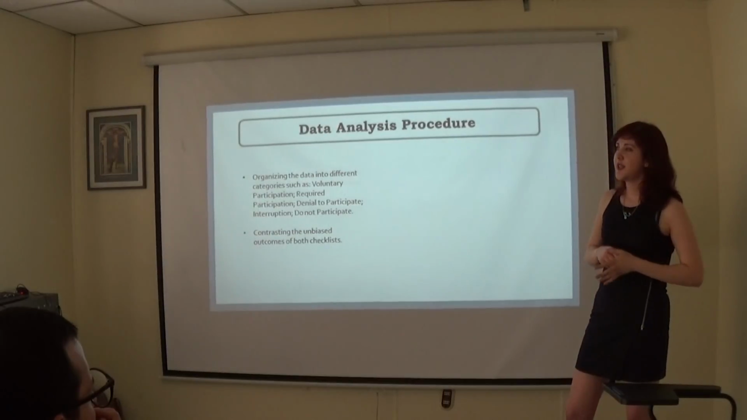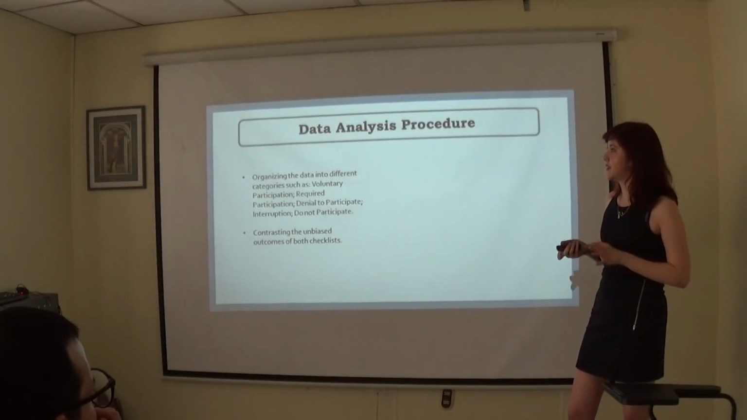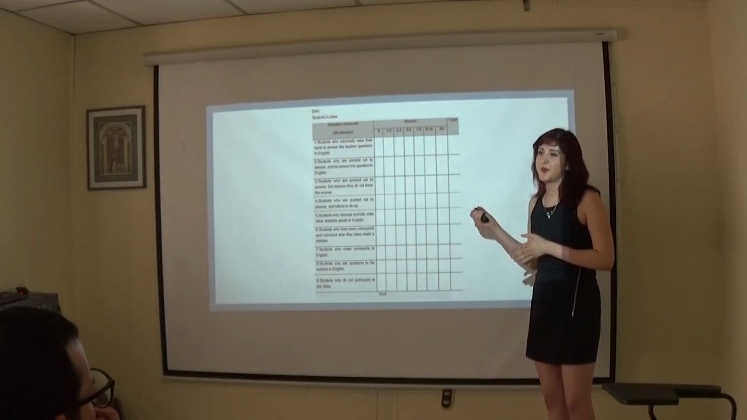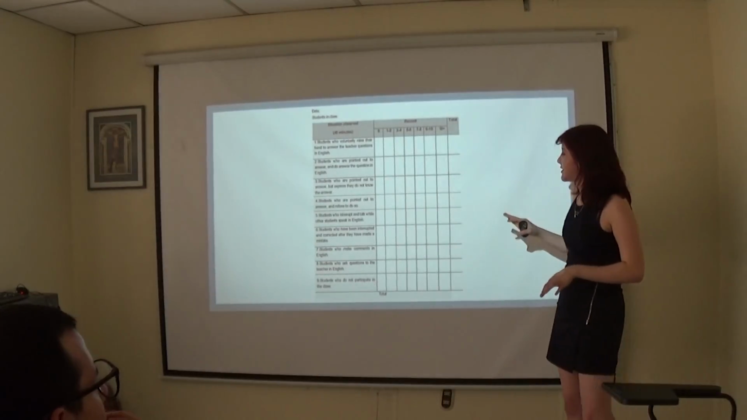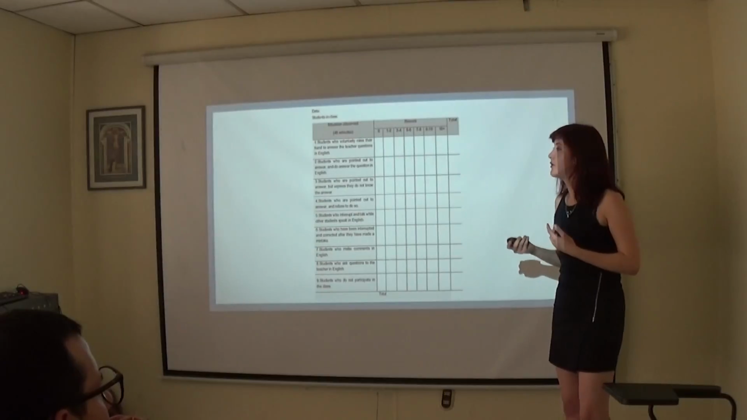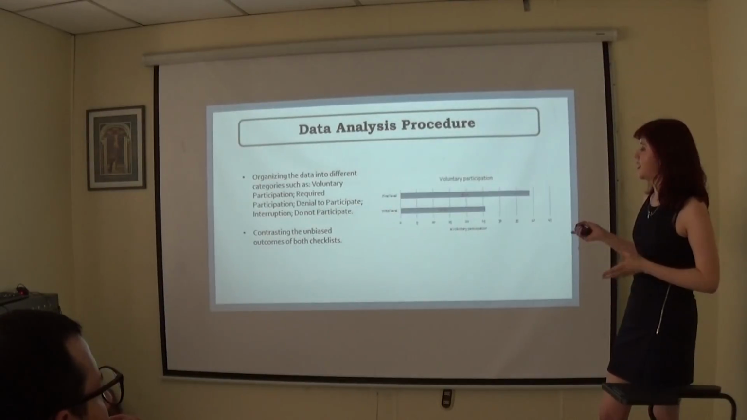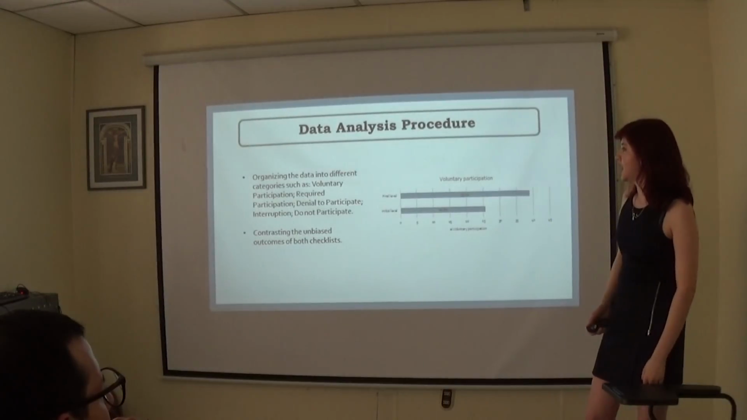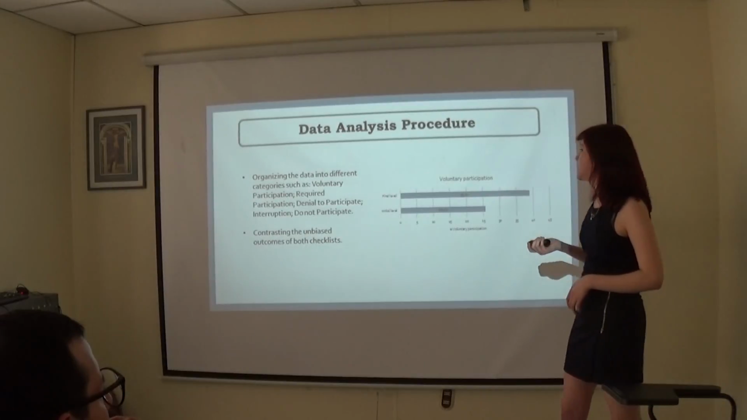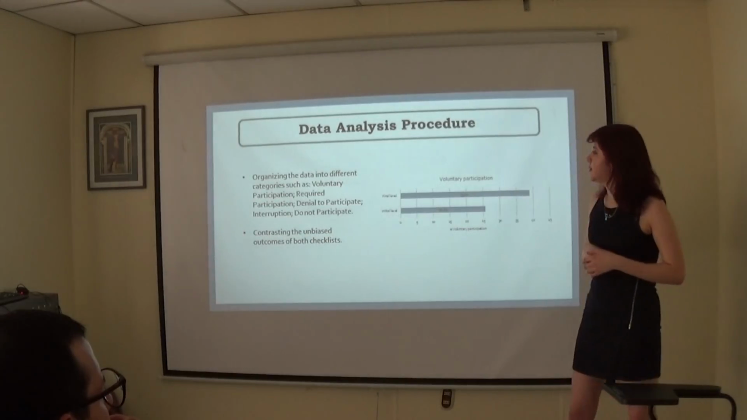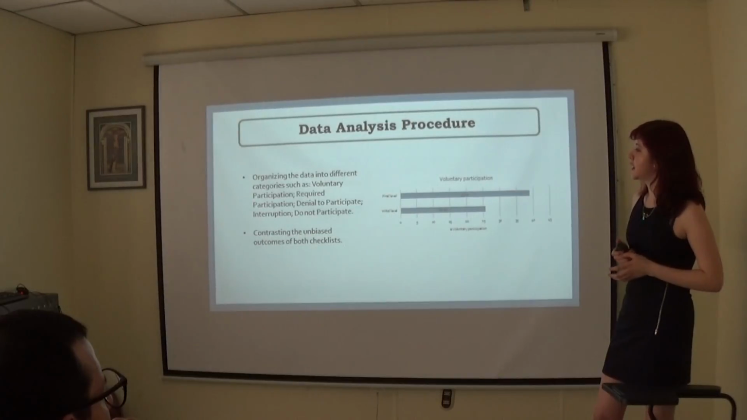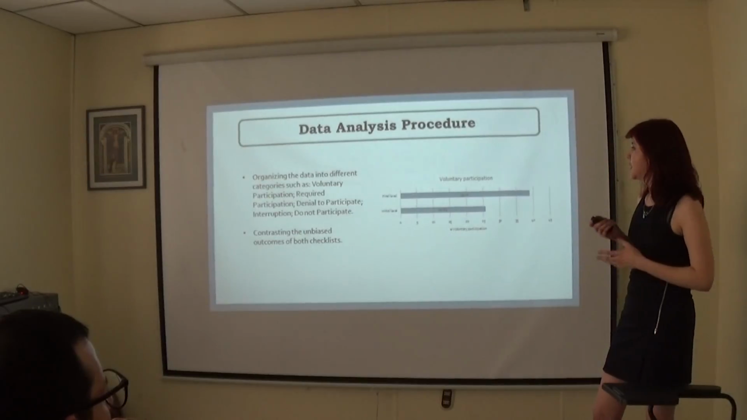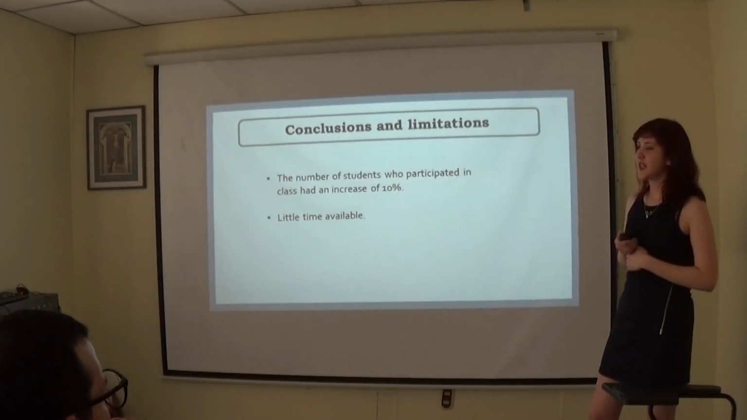To analyze the data collected, I organized them into different categories because some of them are very similar to each other but not the same. Some are focused on the students that denied to participate or who do not participate, such as here. And I compare them at the initial level and the final level. I contrast them. The categories that I used were voluntary participation, required participation, denial to participate, interruption, and the students who do not participate.